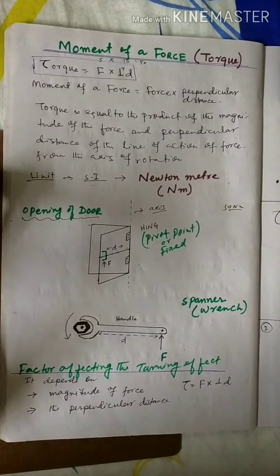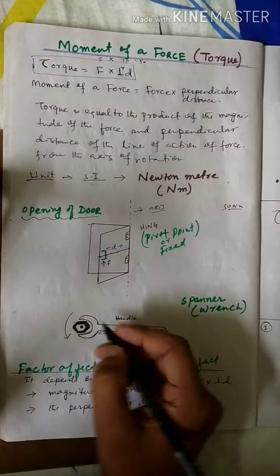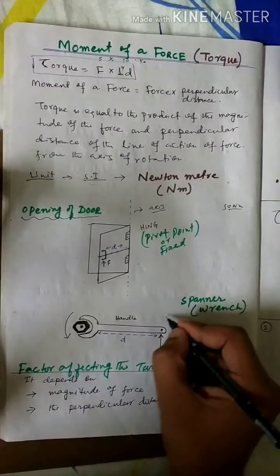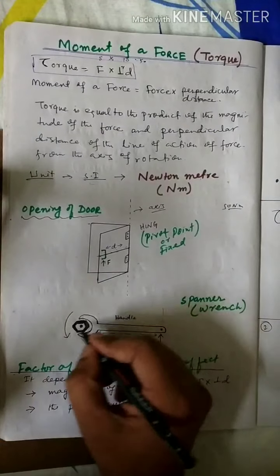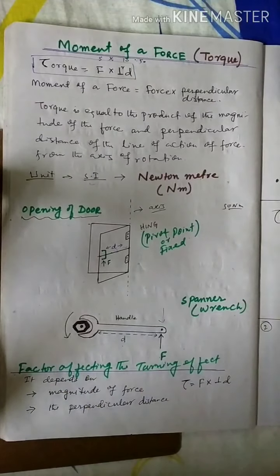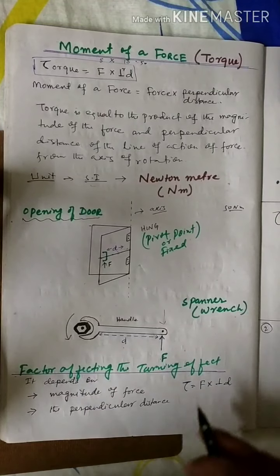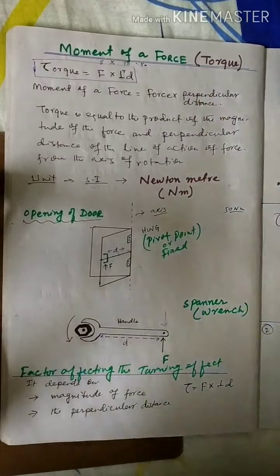Okay, so the body will either move clockwise or anti-clockwise. So if you apply force here, then the body will move like this. So this is anti-clockwise. If you apply force in the upper direction, the body will move in that direction, clockwise. Now, on what factor does the moment of force depend?